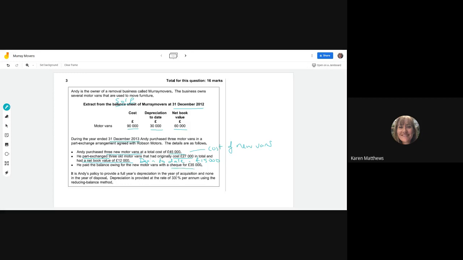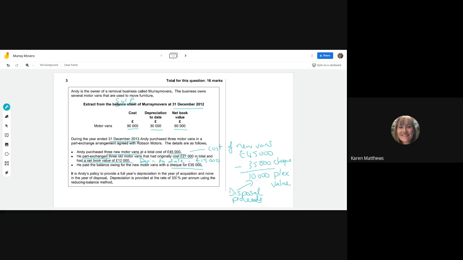Okay, and then the last bit of information we've got there is that he paid the balance owing for the new vans with a cheque for £35,000. So the cost of the new vans is £45,000. The cheque is £35,000. So that's come out of the bank account. That leaves a balance of £10,000 that he didn't pay because that's the part exchange value of the old vans. So that's going to be used for our disposal proceeds to work out whether we made a profit or loss on disposal of those old vans.